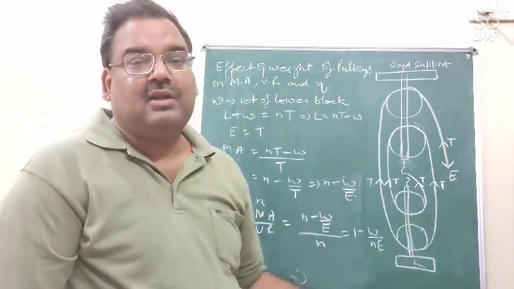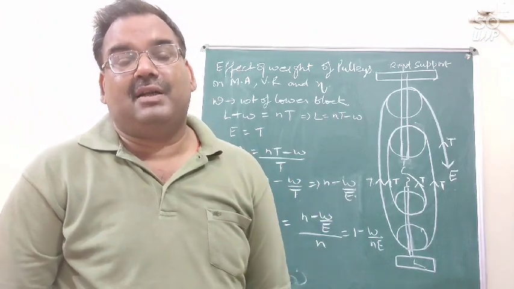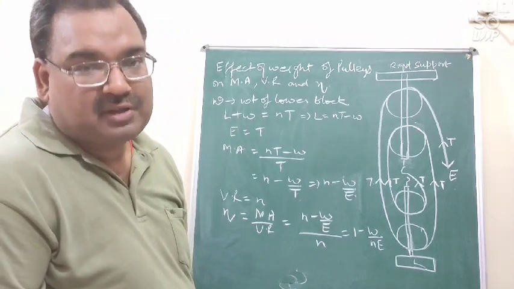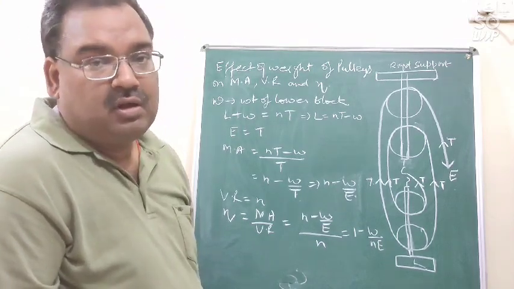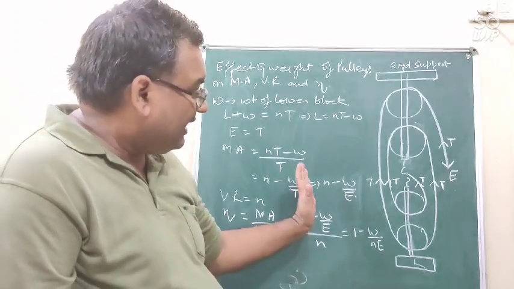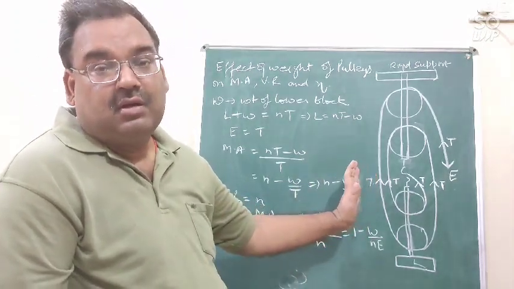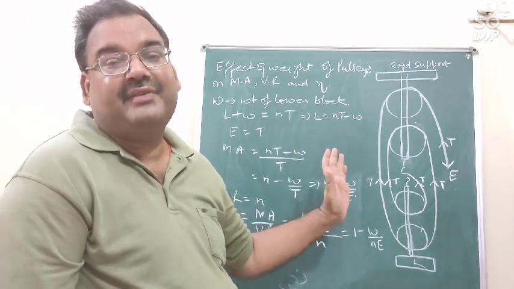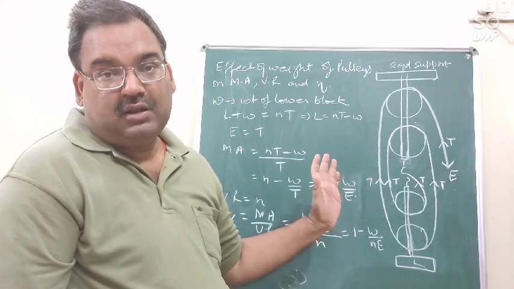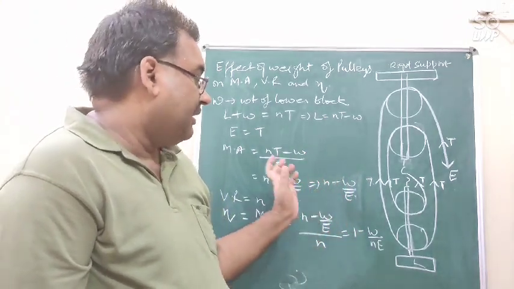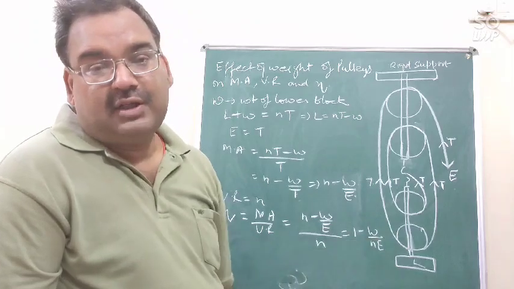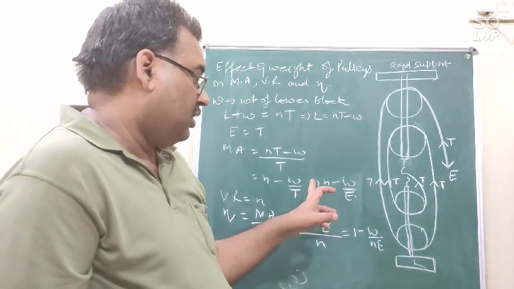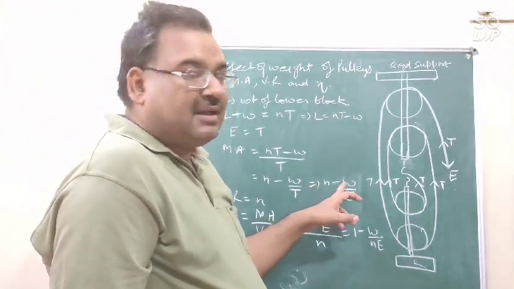Now what can you see here? Earlier when we were talking about the ideal machines, the mechanical advantage was equivalent to n, isn't it? The number of pulleys in the system. But here it is coming n minus something. So the mechanical advantage has been reduced when we consider the weight of the pulley. Is it clear? The mechanical advantage is no more equivalent to the number of pulleys in the system. It has been reduced. It is n minus W upon E.